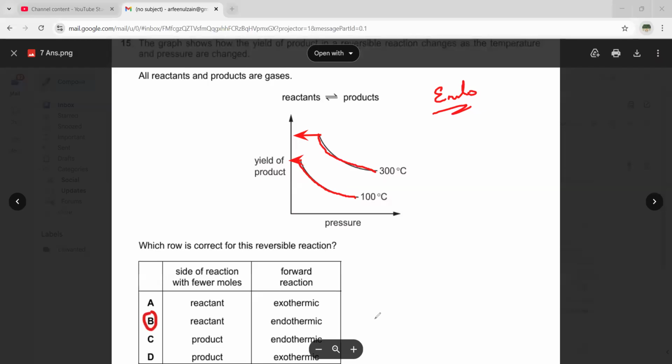So either B can be the answer or C can be the answer. Then, when you check the pressure, on the x-axis you have the pressure.